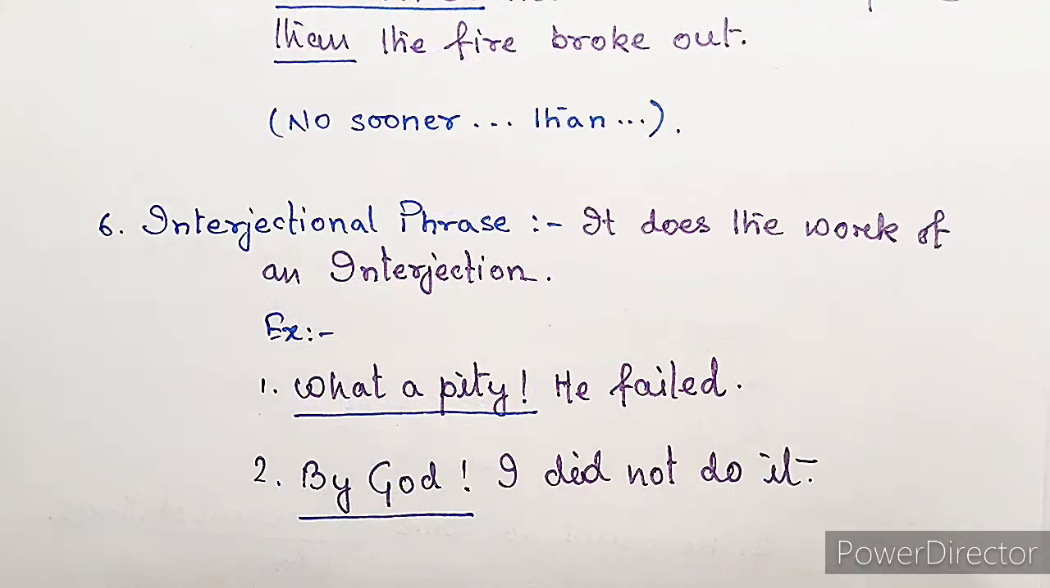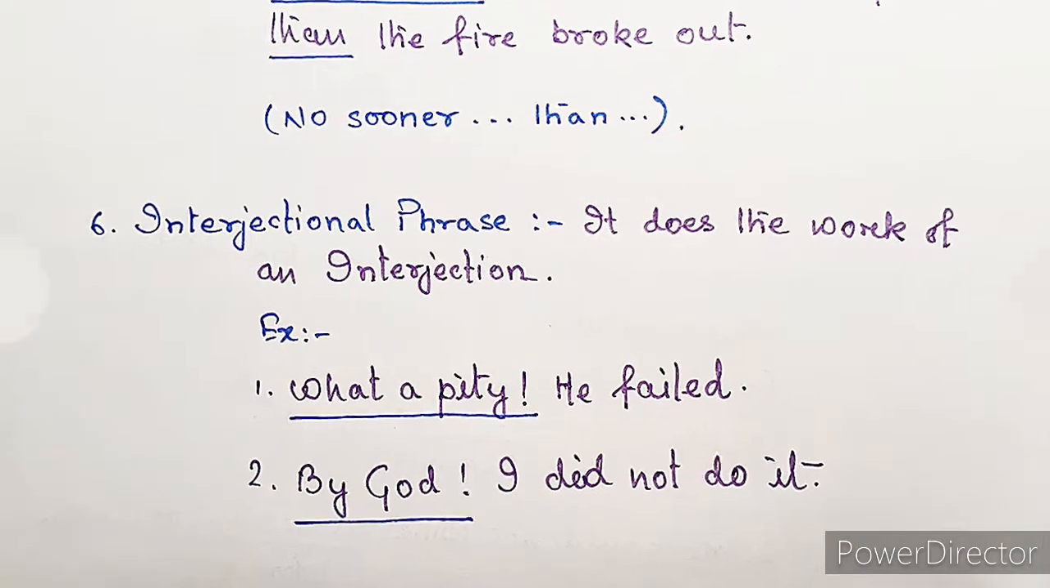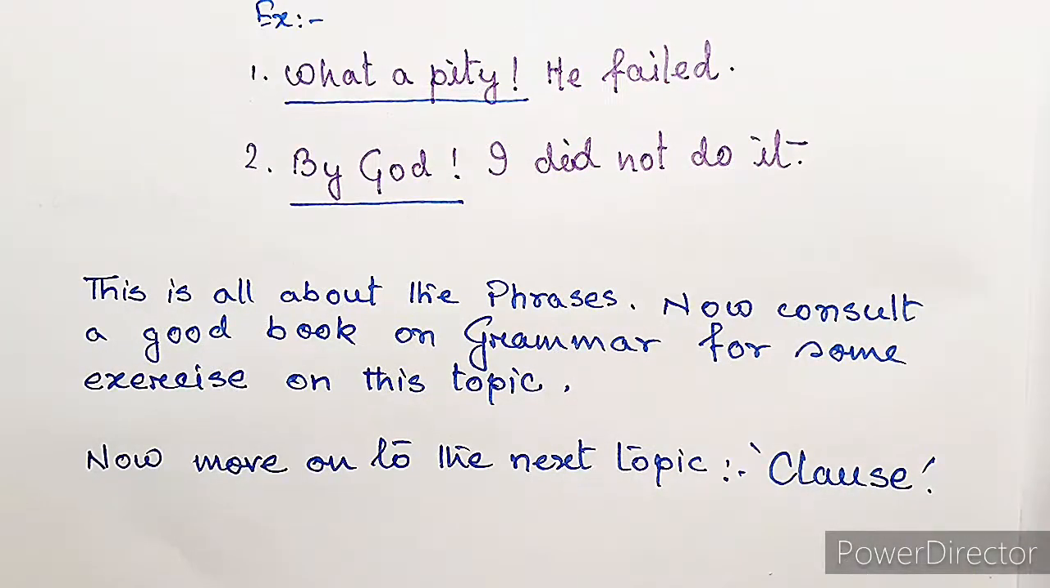And finally comes the type interjectional phrase. It does the work of an interjection. Note the examples. What a pity he failed. Example 2: By God, I didn't do it. In example 1, the expression what a pity expresses a sudden emotion, and in example 2, the expression by God expresses a sudden emotion. Now note, this is all about the phrases.